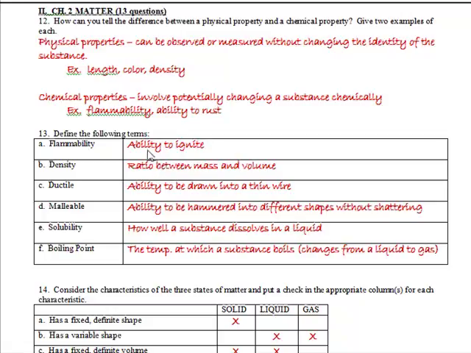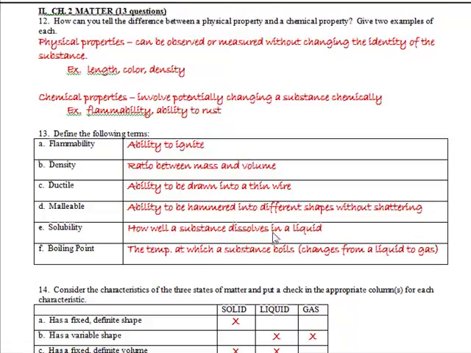Quick definitions: flammability, ability to ignite or catch on fire. Density is a relationship or ratio between the mass and the volume. We'll get into density later in the math section. Ductile means you can draw it into thin wires, like copper is ductile. Malleable, lead is a soft metal, gold's a soft metal. You can hammer it into different shapes without shattering. You try to hammer chalk, and chalk will shatter into a zillion different pieces. Chalk is not malleable, whereas other metals are.